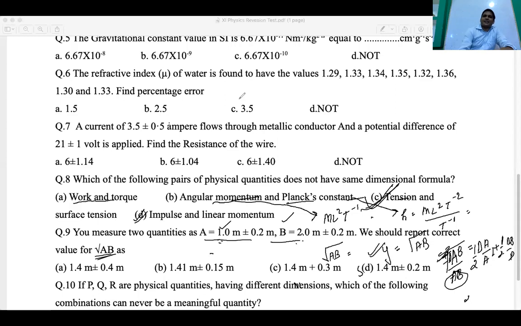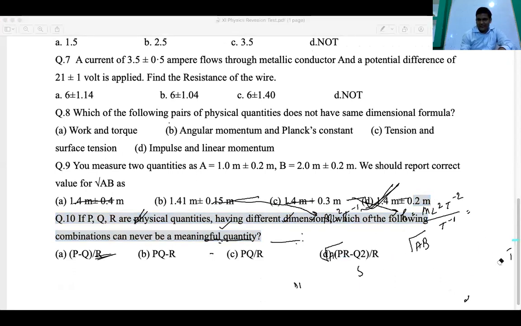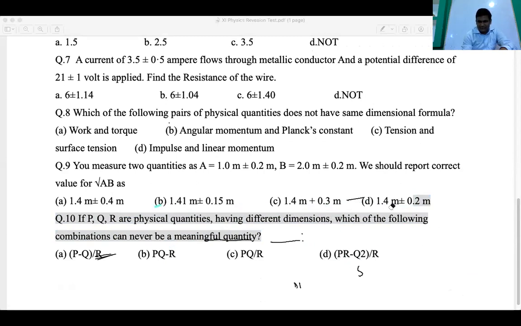Okay. Coming to the last question, which is a very interesting question. Let's check option A, minus Q upon R, what they have given. They have given that P, Q, R are physical quantities having different dimensions. So if they are saying different dimensions, which of the following combinations can never be valid?